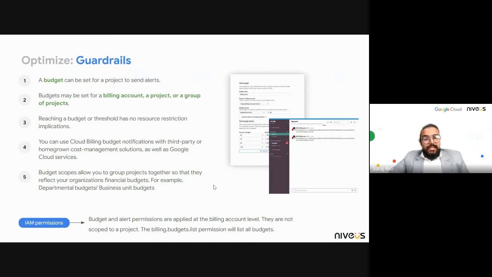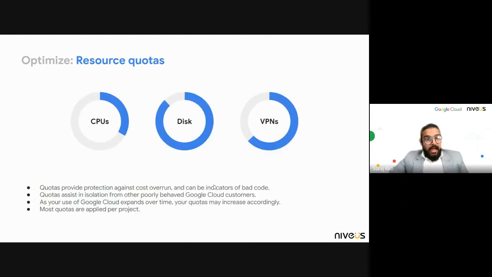And again, looking at the guardrails, it's very important to have the guardrails in place. A budget can be set up for your project, or at a billing level, or at a group, or at specific resources, so that this budget will intimate the user, the project owner, about the utilization, about the cost spent in the cloud. And also ensure that you have resource quotas in place within the project. It is very important to have a quota set, so that the user doesn't over-provision any of the resources within your project.